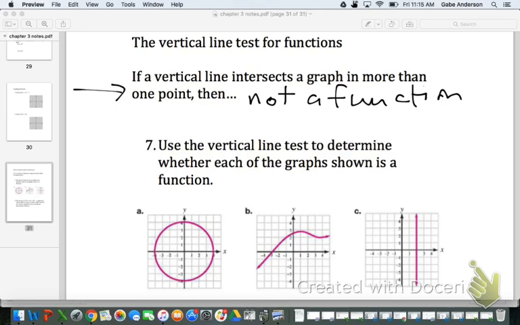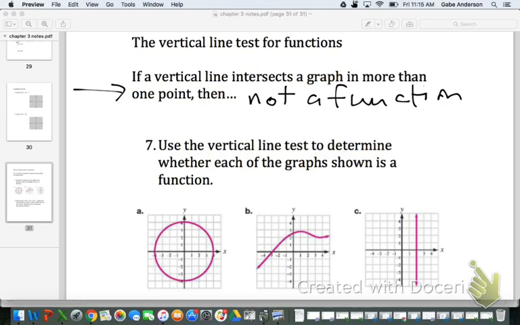So vertical line test. If I pass this vertical line test over these graphs, if I ever intersect more than one point, not a function. If I just intersect one point, then it is a function. So you can make a pretty quick judgment on these, right? This shouldn't take too long once you get the idea of the vertical line test. Does that make sense? Charlotte, do you think you have some answers to this?